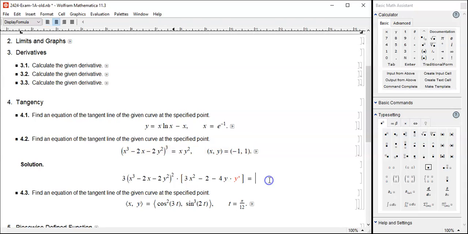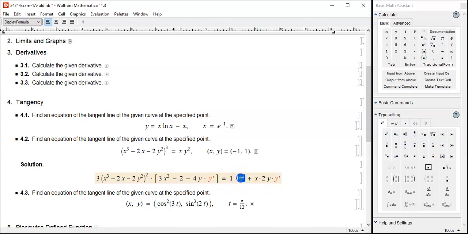X times y squared, so this is going to be a product rule. The derivative of the first function times the second function plus first function times the derivative of the second function. What's the derivative of the second function in this case? 2y, but that's not complete. I need y prime. Whenever you apply the derivative rule with respect to y, we have to have this y prime. That is the essence of implicit differentiation.